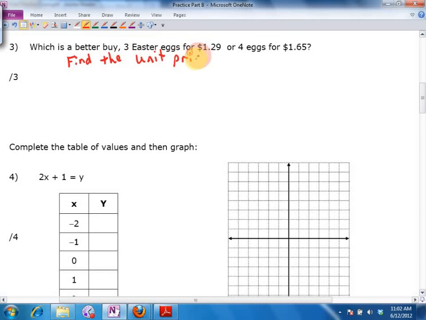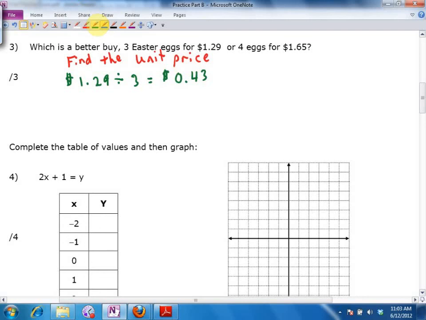Yeah, so what you're saying, Jared, is this. You're going to find the unit price, the price of 1. How much does 1 cost? So we take the price of the first one. $1.29 is for how many? 3. So I divide by 3, and I get exactly 43 cents. Quiet, please.